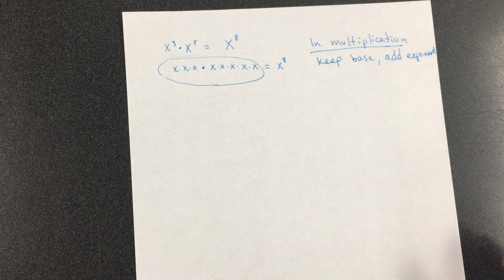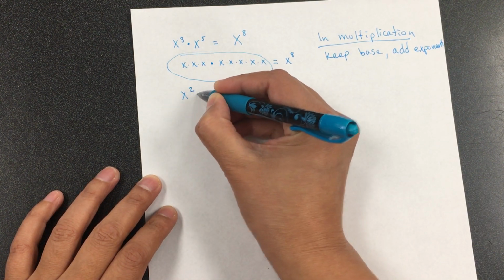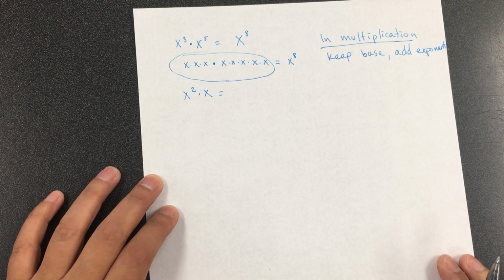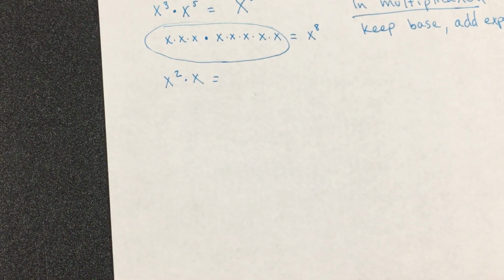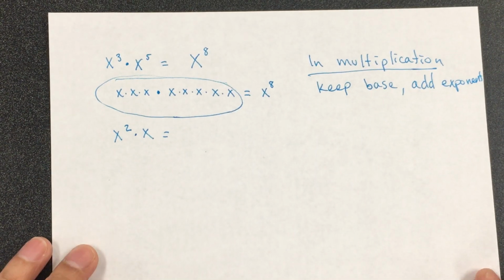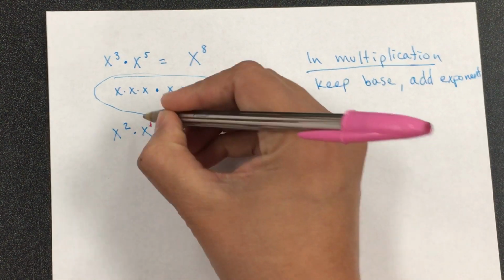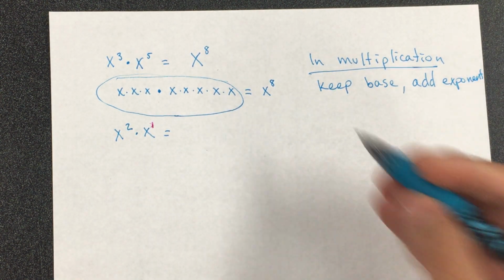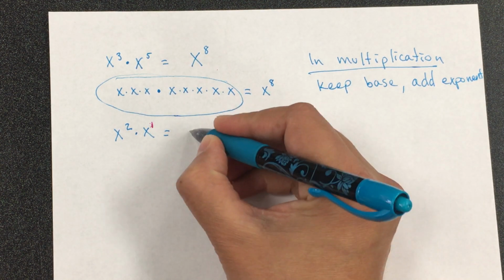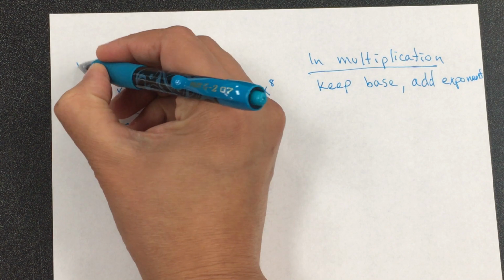Okay, let me give you some other examples. If we have x to the second power times x, if we don't have a power, we say that there we have el chiquitito. What does that mean? That we have a 1 in there. It's so tiny that you cannot see it. So we're adding that 1 to the other exponent. Again, keep the base, add the exponents. 2 plus 1 is 3.